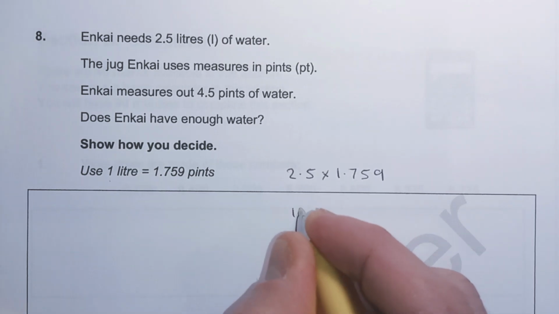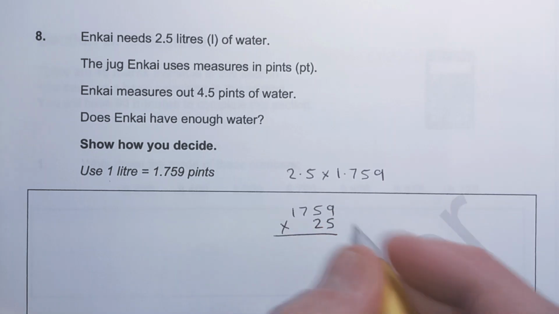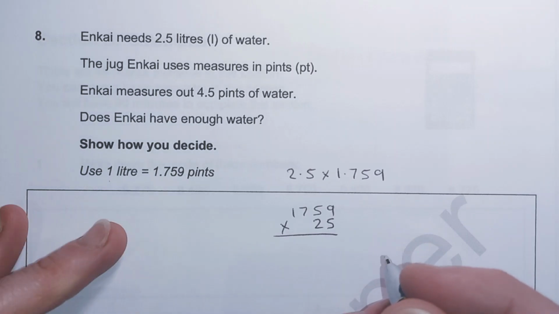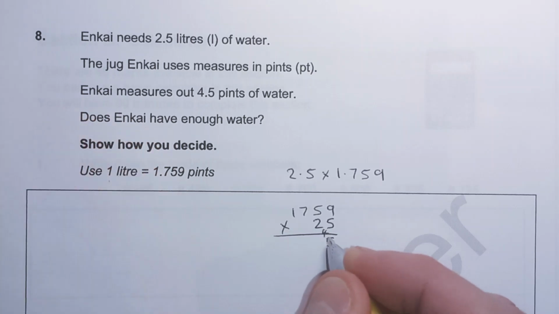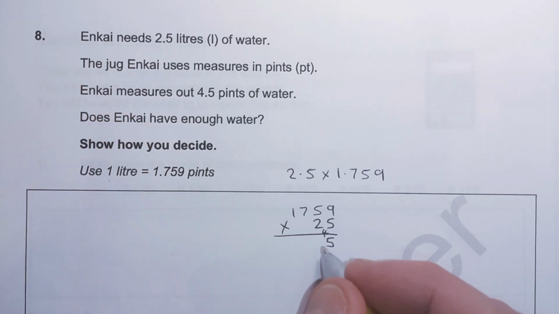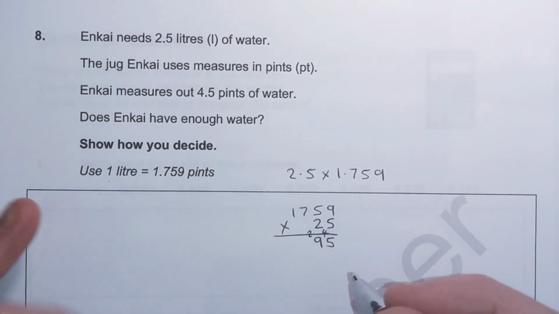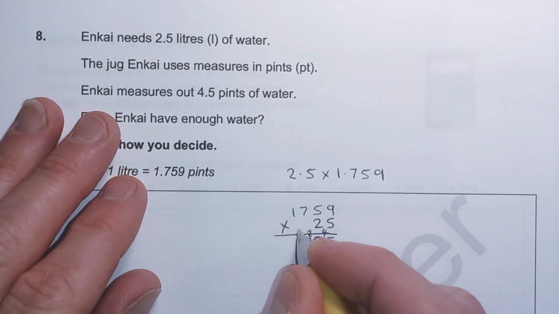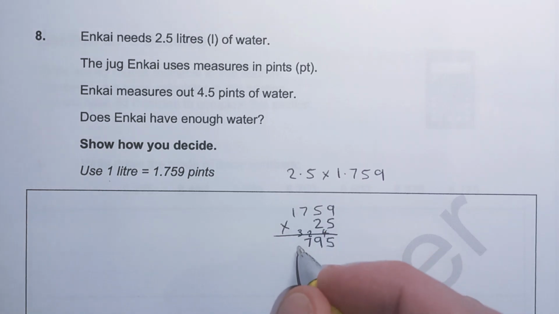But I'm going to ignore the decimal points and we'll put them back in afterwards. So let's start with 5 times 9. 9, 18, 27, 36, 45. Carry the 4. 5 times 5: 5, 10, 15, 20, 25, plus the 4 is 29. Carry the 2. 5 times 7: 7, 14, 21, 28, 35, plus the 2 is 37. Carry the 3. 1 times 5 is 5, plus the 3 is 8.